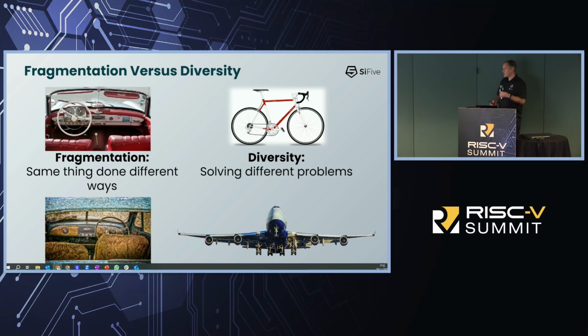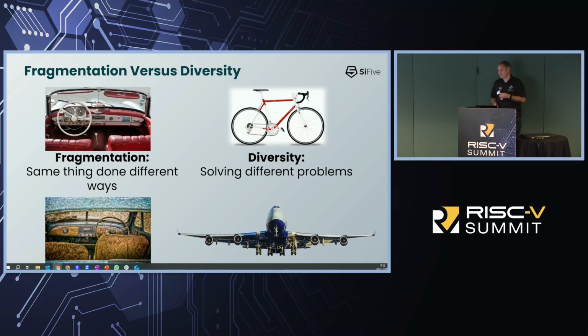So in the same way with instruction sets, it doesn't help anyone if people come up with different ways of doing vector processing. So there should be a single way of encoding vector instructions in RISC-V that everyone uses. And that's really bad. The key thing with fragmentation is to avoid doing the same thing in different ways.